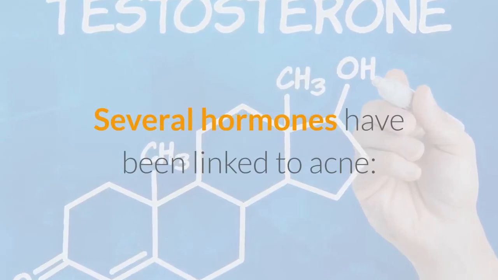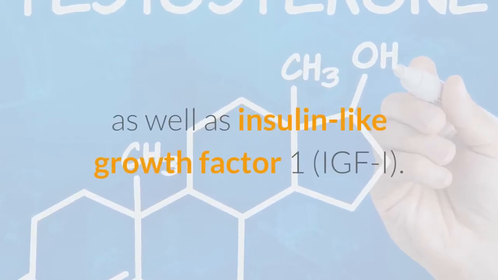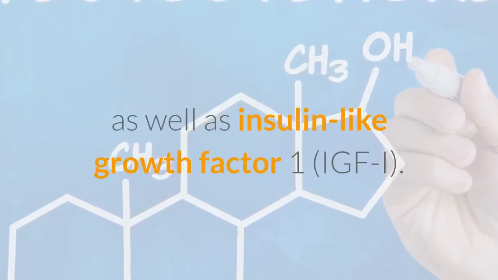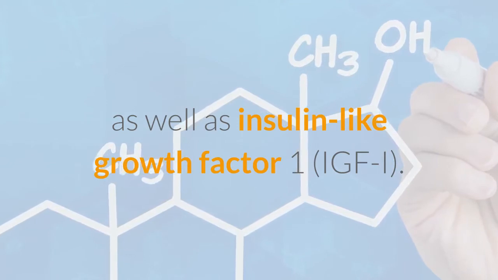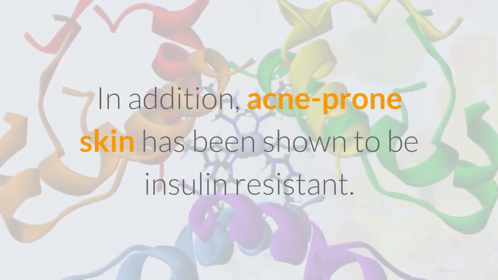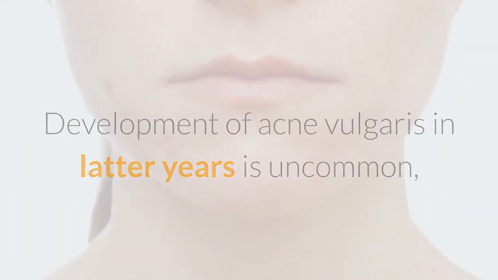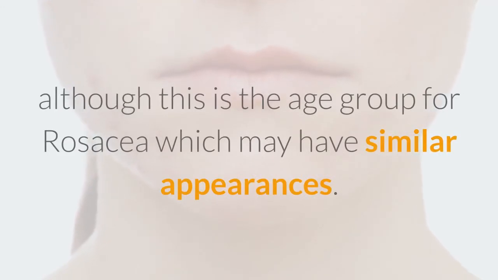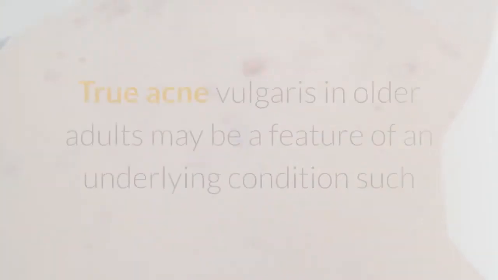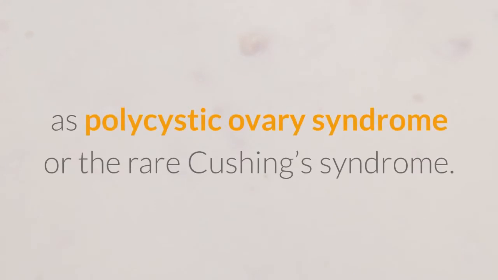Several hormones have been linked to acne: the male hormones testosterone, dihydrotestosterone (DHT), and dehydroepiandrosterone sulfate (DHEAS), as well as insulin-like growth factor 1 (IGF-1). In addition, acne-prone skin has been shown to be insulin-resistant. Development of acne vulgaris in later years is uncommon, although this is the age group for rosacea, which may have similar appearances. True acne vulgaris in older adults may be a feature of an underlying condition such as pregnancy and disorders such as polycystic ovary syndrome or the rare Cushing's syndrome.